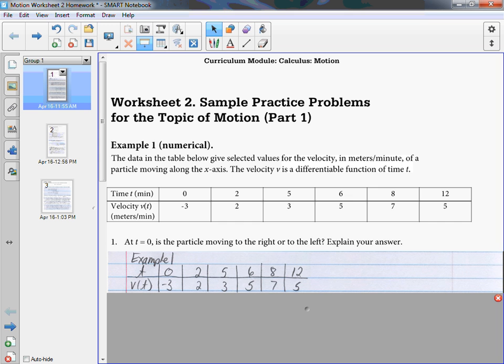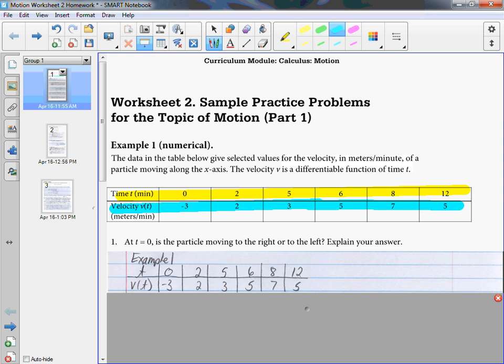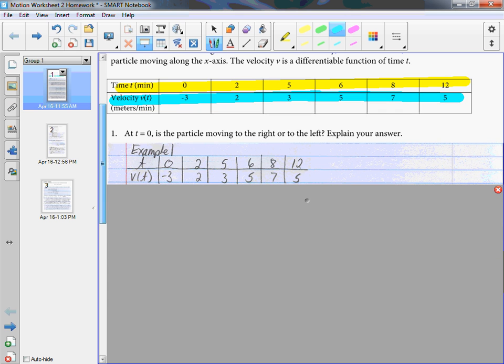So look at the table they give us. Up here we have our times in minutes, and down below we have the velocities in meters per minute. Okay? So, question number 1. At t equals 0, is the particle moving to the left or to the right? And they want us to explain.